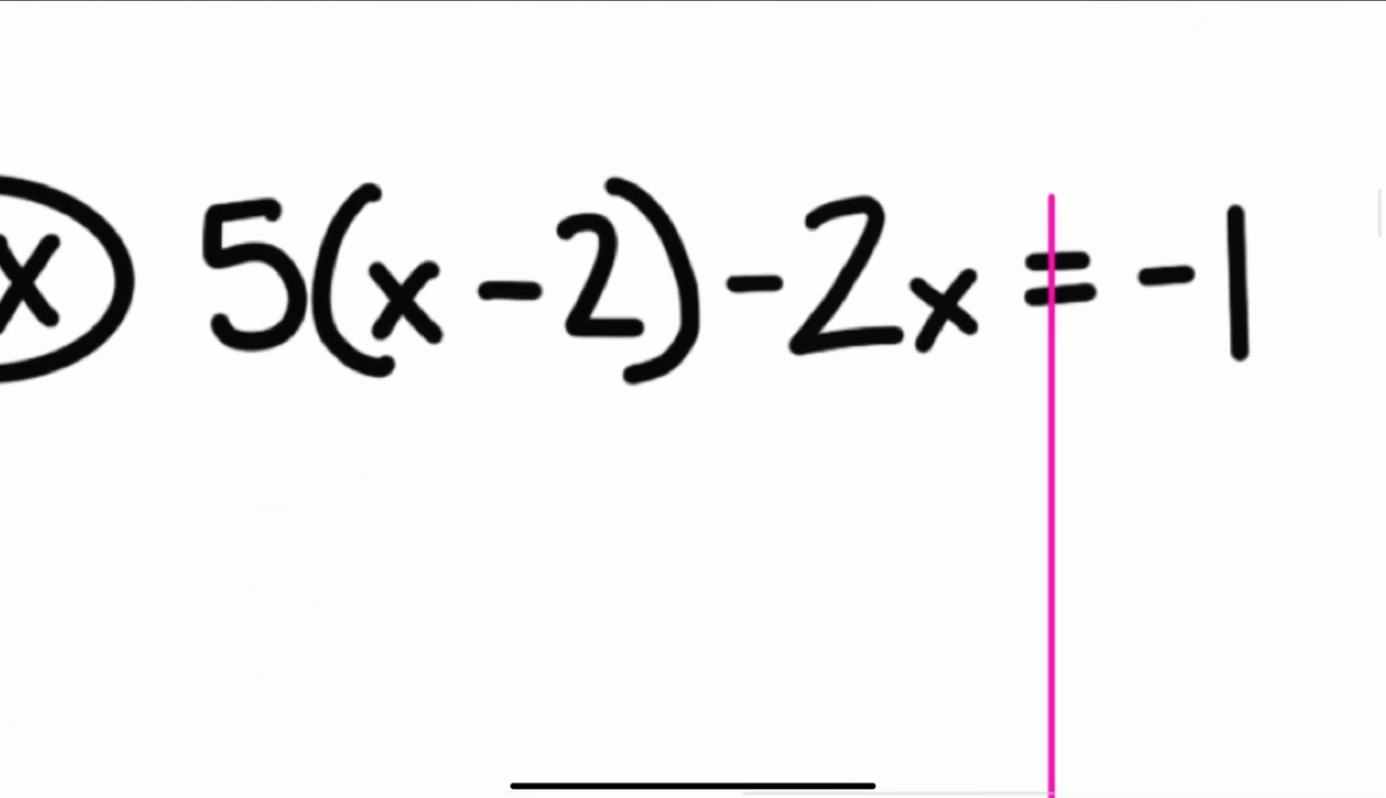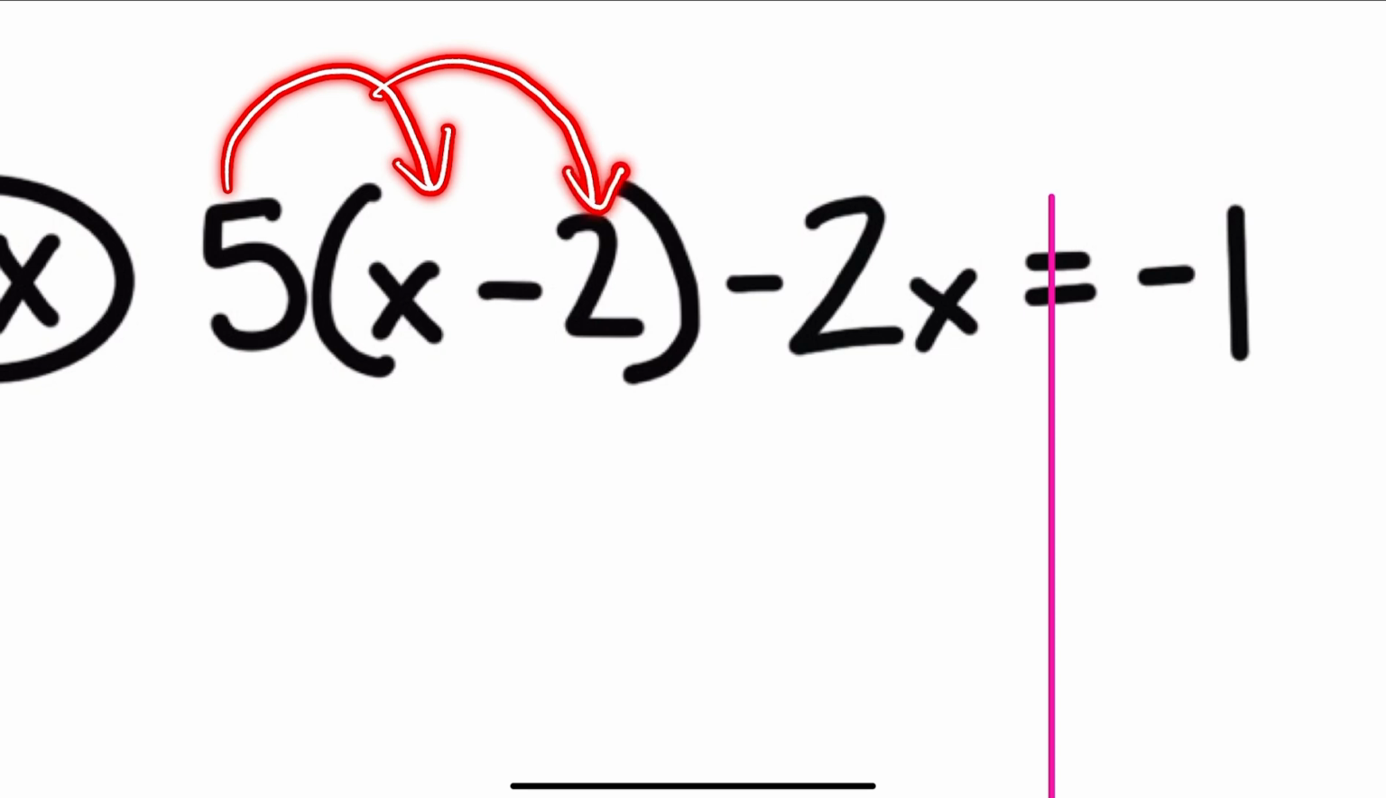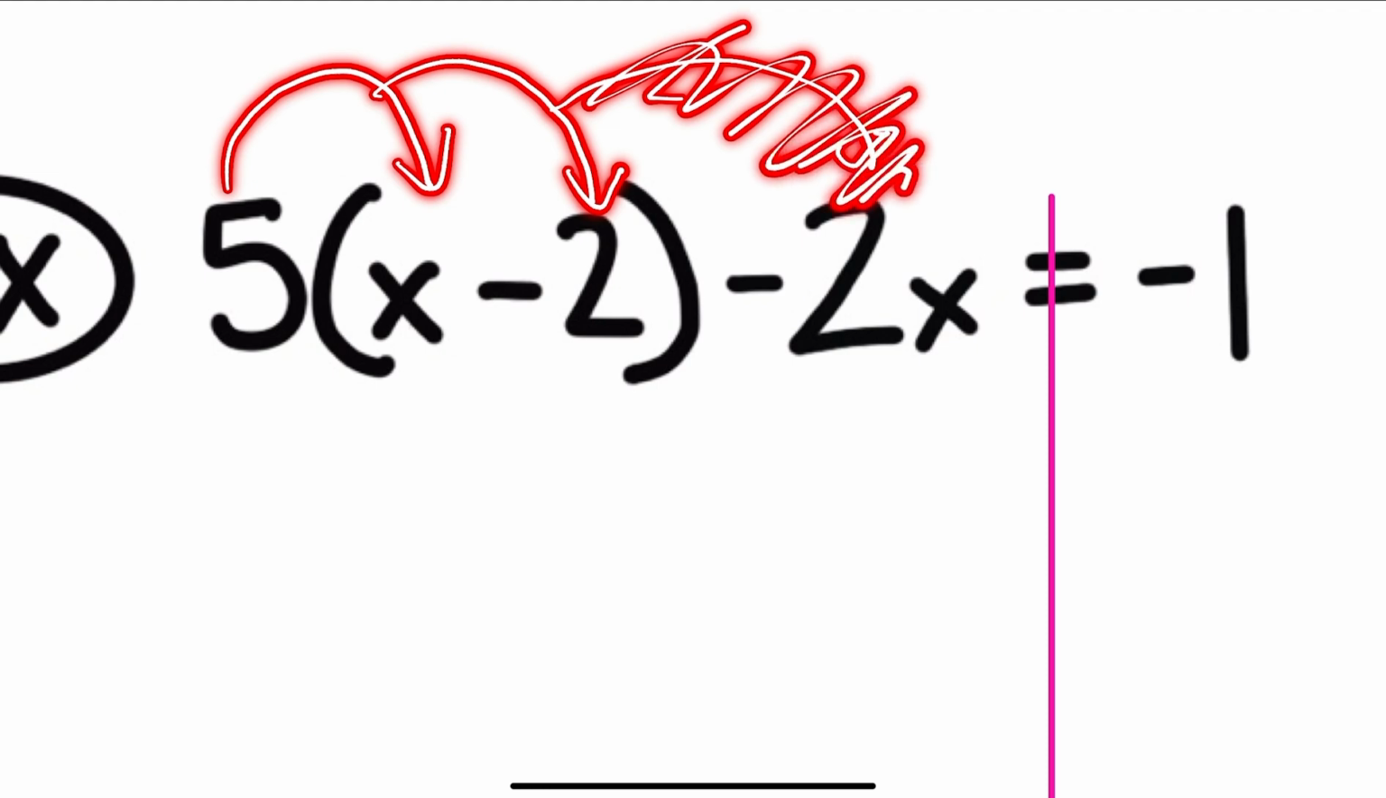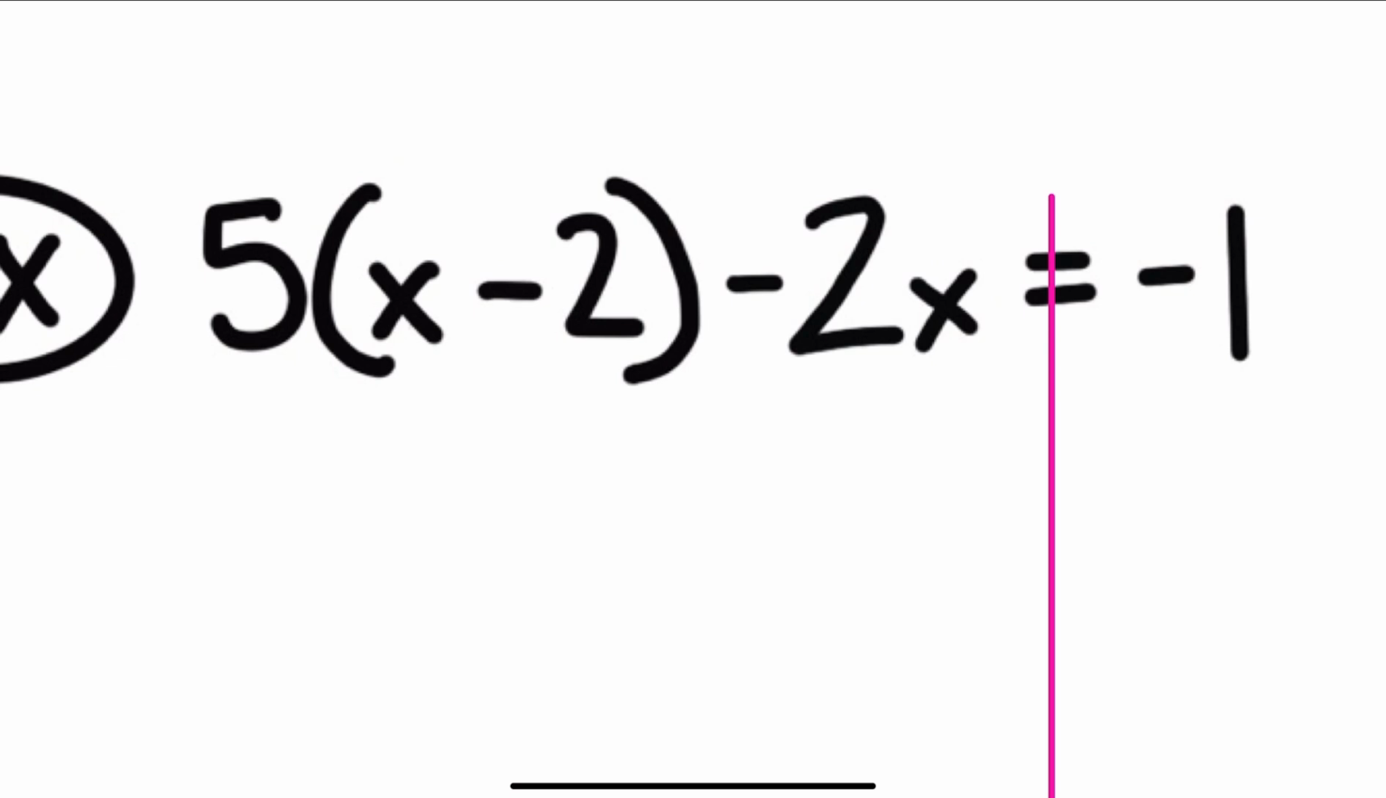So if I look at this, I see I have my parentheses right here. And my outside number is going to be this 5. And I'm going to multiply that by everything that is inside of these parentheses. I'm not going to do the 2. That's not going to be a part of it because it's outside of the parentheses. I will do each piece that is inside, though. So I'll have this 5 times x and 5 times -2.